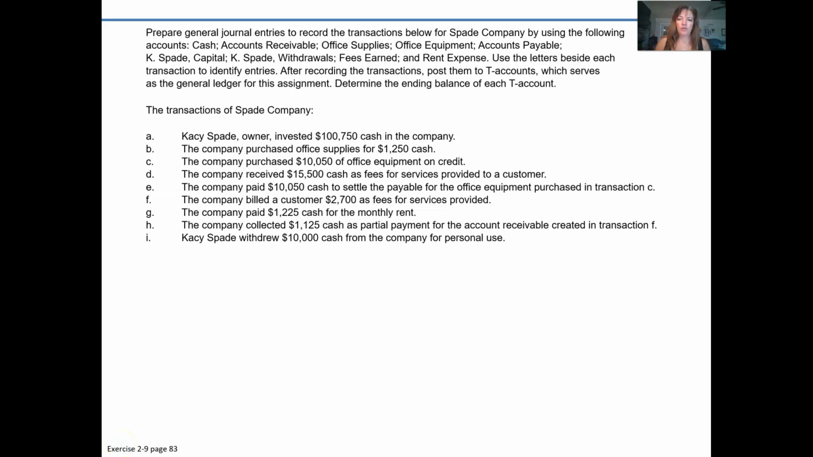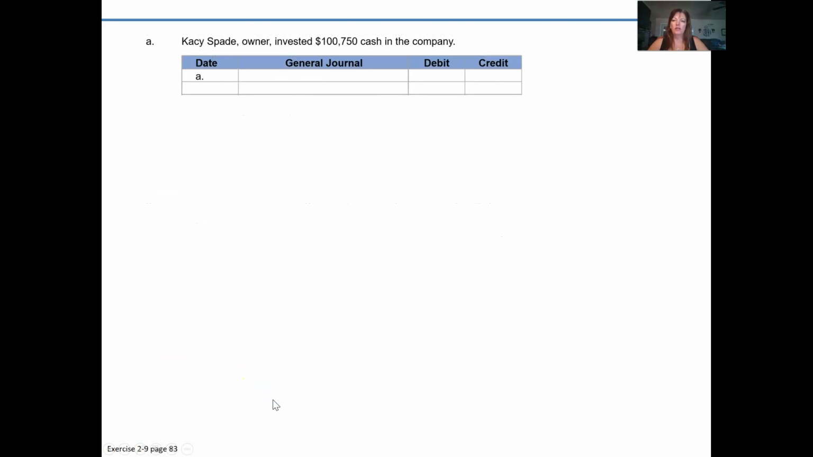For Chapter 2, you process business transactions, and we're going to go through these, show the T accounts, and then after that work with financial statements. The first one is Casey Spade, owner, invested $100,750 cash in the company.